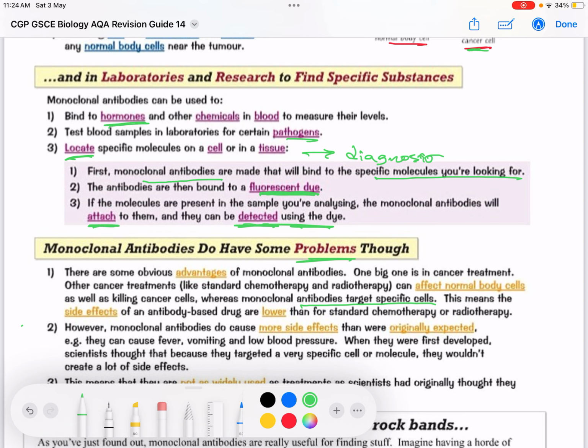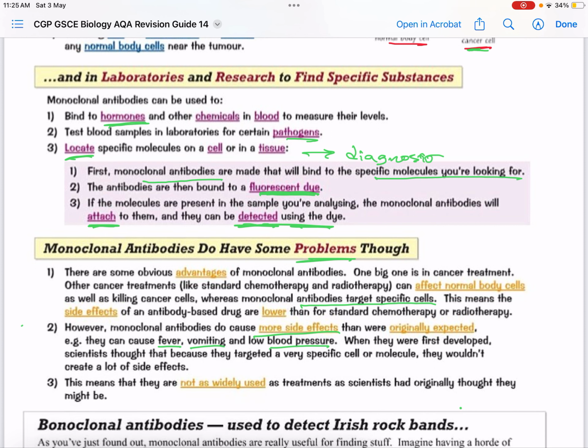However, there are also side effects. Okay, so the monoclonal antibodies actually have more side effects than what was expected. They cause fever, they may cause vomiting, low blood pressure. All right, so those are also other side effects they may cause. This means that they are not as widely used as treatment as the scientists originally thought, because of the side effects that they may develop.